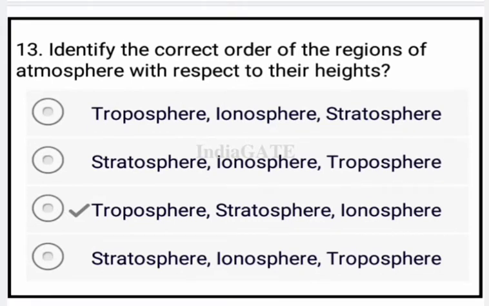Identify the correct order of the regions of the atmosphere with respect to their heights. The correct answer for this question is option C, that is, the stratosphere and ionosphere. Option C is correct.